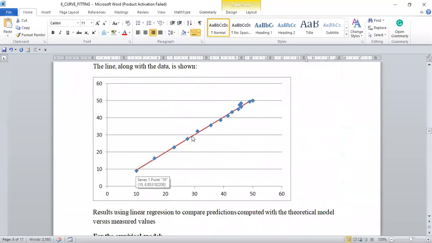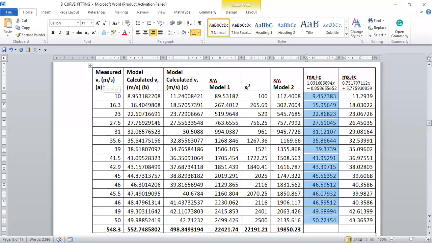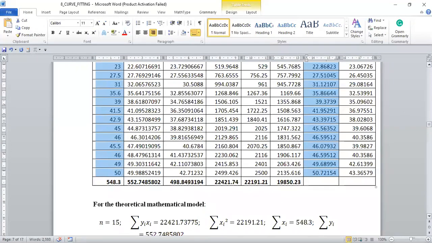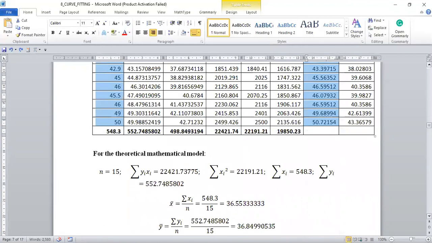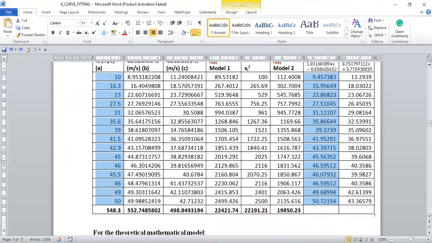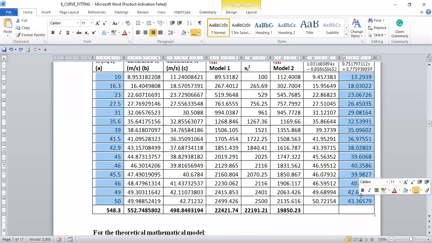This is the line of best fit we got as a result of the model we calculated. This particular blue point is a plot of this as a function of this, while the red line is a plot of this as a function of this. Like I said previously, for the second model, you plot this particular column, the x column, as a function of this one to get the second model.